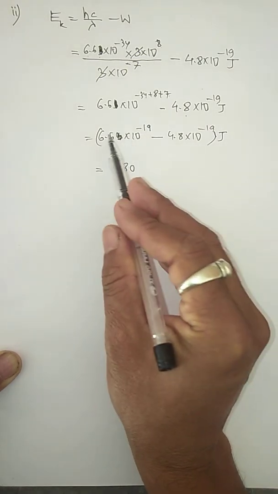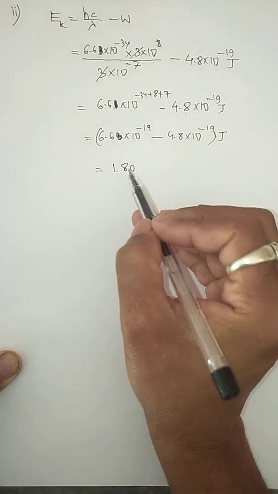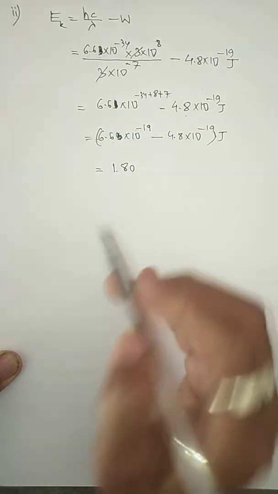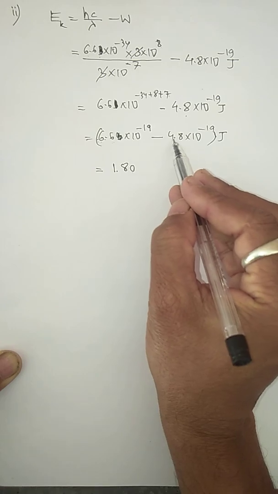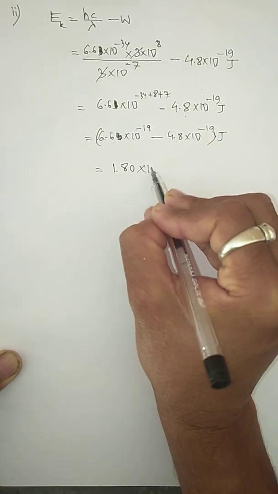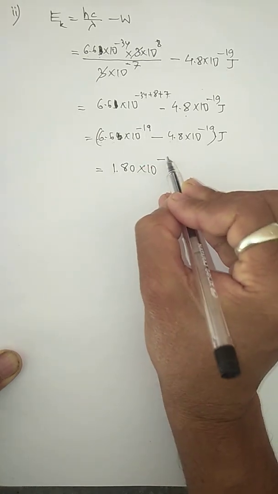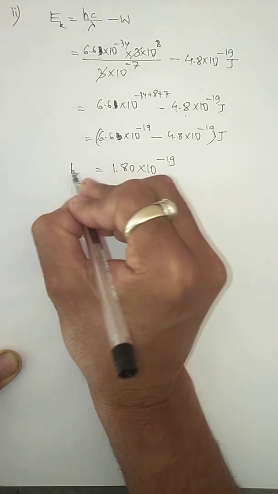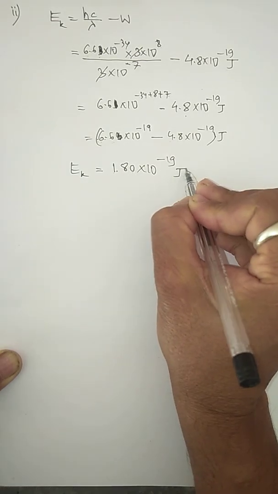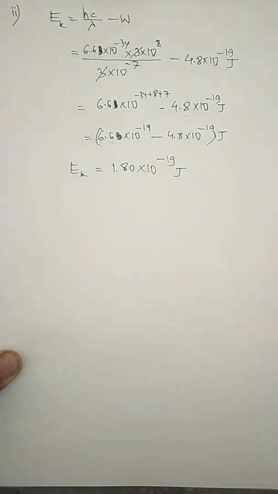Now 6 borrow 1, 16 minus 8 means 8. So 0 I can write, 5 minus 4 is 1. So if you subtract 6.6 minus 4.8, it will be 1.8. You can write 1.80 into 10 power minus 19 as common. So the energy is 1.80 into 10 to the power minus 19 joule.